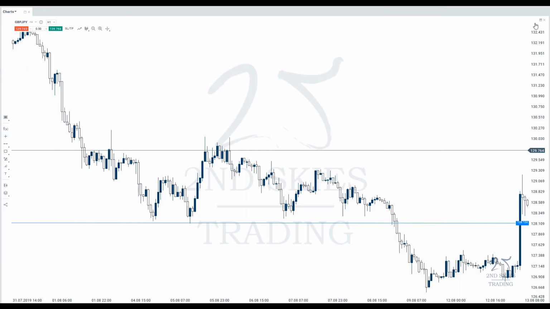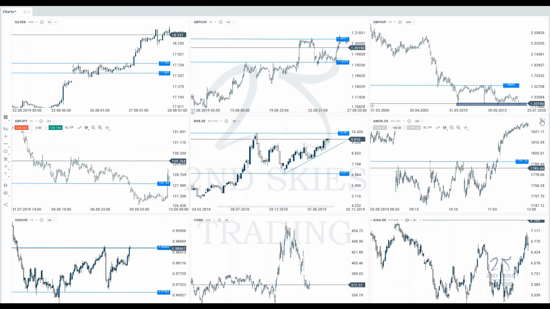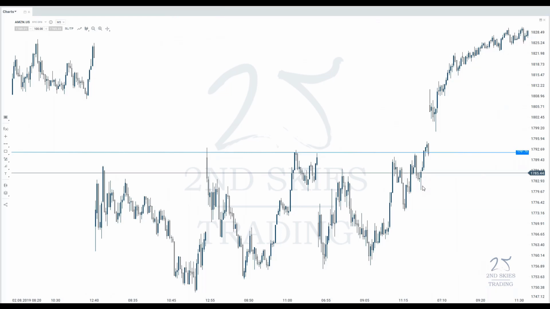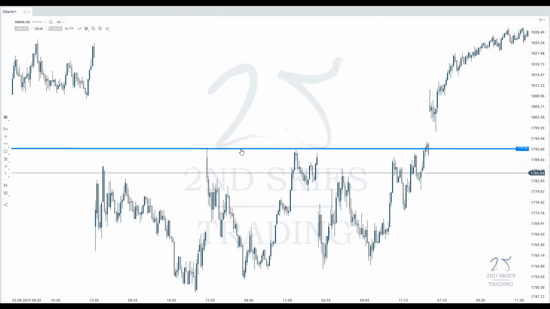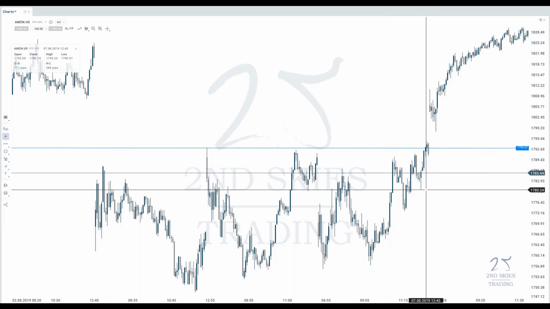Let's do the Amazon one. And here we have two really good reactions here. So here's the highest point in it. This pullback here goes to about 80.25. So I put it at, say, 79, and I'm in at, say, 94.